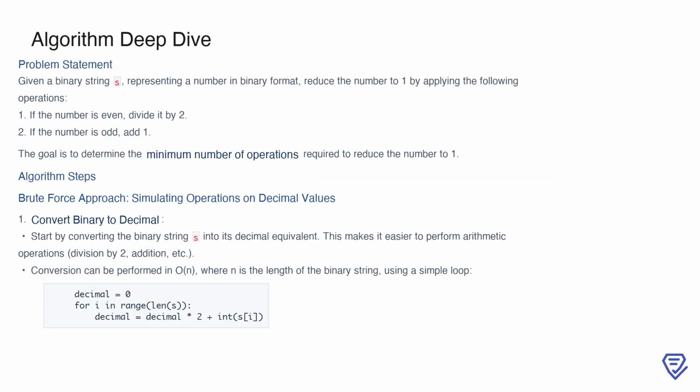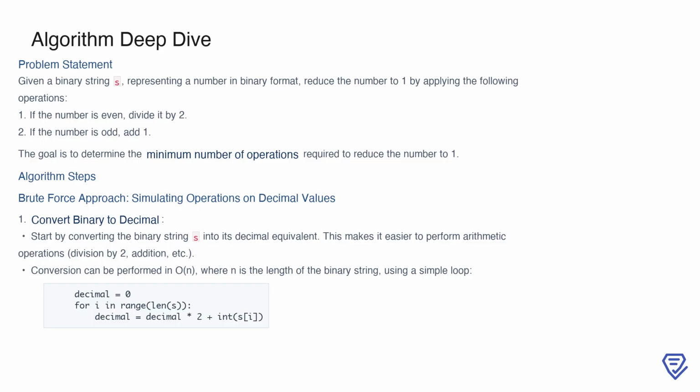In this problem, we are tasked with reducing a binary number, represented as a string, down to 1 using the minimum number of steps. There are 2 operations we can perform. If the number is even, we divide it by 2, and if it's odd, we add 1. The challenge is to determine how many operations are necessary to achieve this.